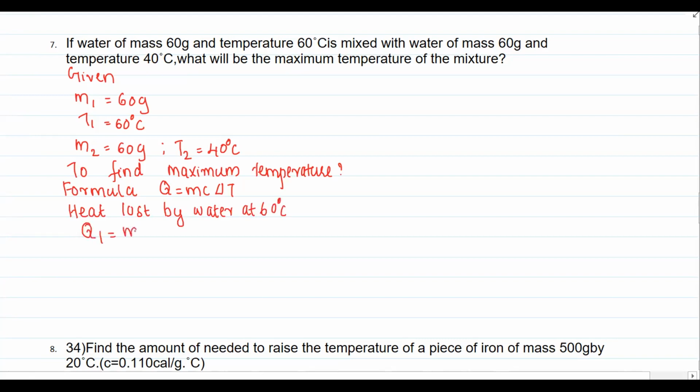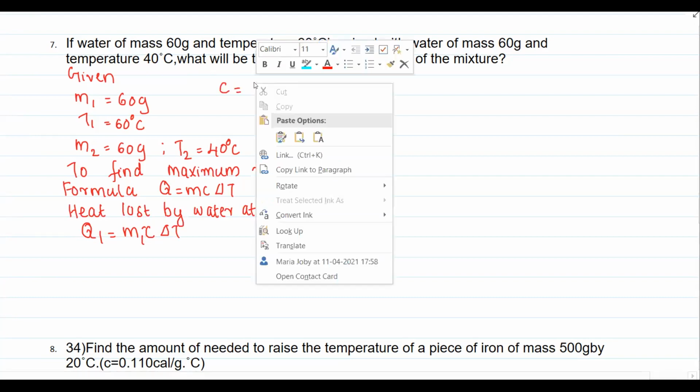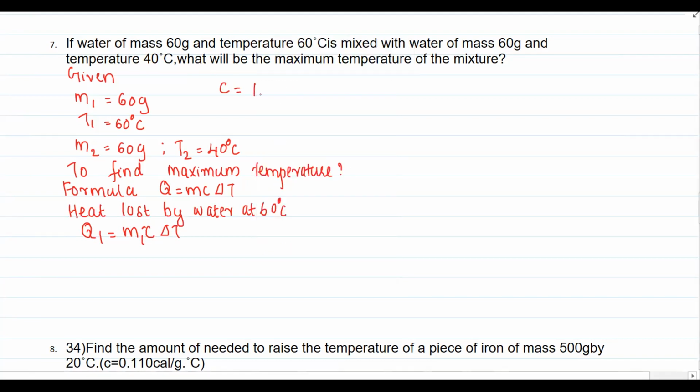Q1 is equal to M1 C delta T. Both are water. Specific heat of water is C is equal to 1 calorie per gram degree Celsius. This is the value of specific heat. It will be same for both, both are water. MC delta T will come. Okay, delta T will be here, T1 minus T will come.